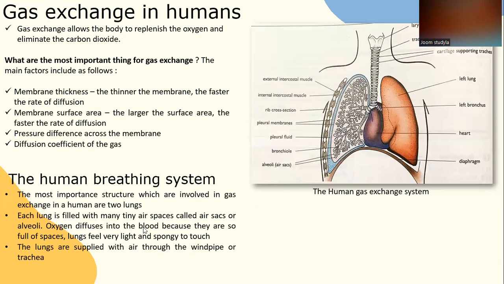Oxygen diffuses into the blood because the lungs are so full of spaces. Lungs feel very light and spongy to touch. The lungs are supplied with air through the one pipe, or trachea. So we can see this is the trachea. The air goes in from the top, goes inside the trachea and then into the lung, so we call it the one pipe, or trachea.